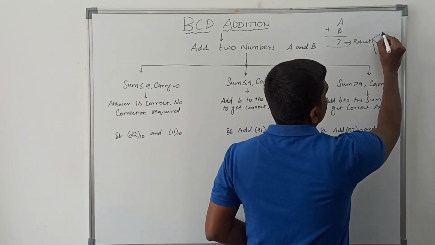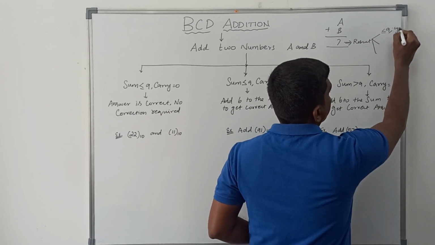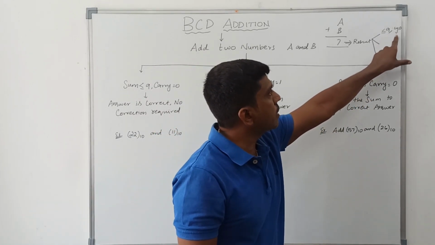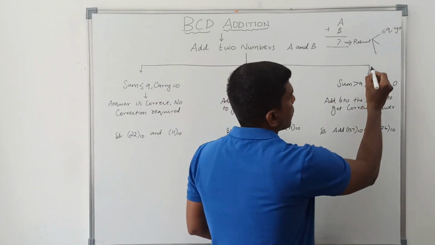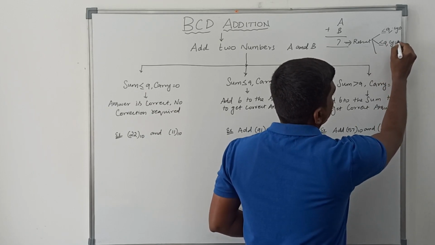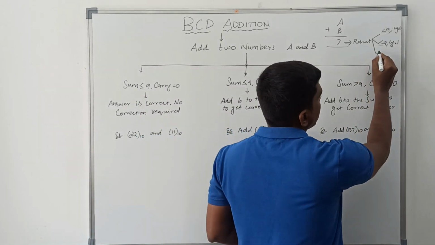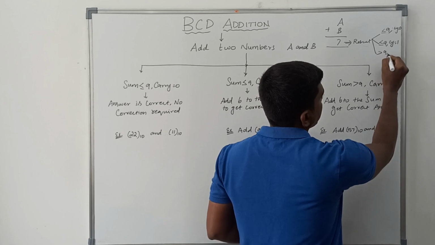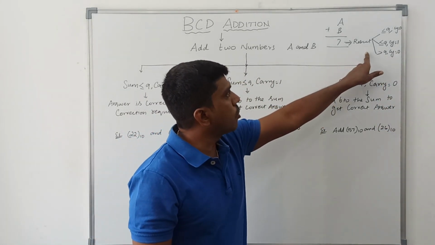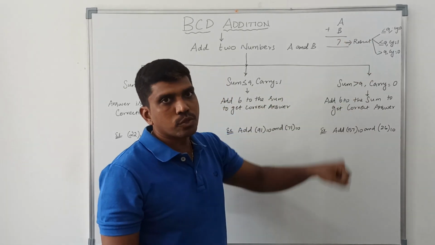First one, the sum is less than or equal to 9, carry value equal to 0. So it's the first possibility. Then the second possibility, sum is less than or equal to 9, carry equal to 1. Then the third possibility, sum is greater than 9, carry equal to 0. Any one of these three outputs is generated after addition of these two numbers.